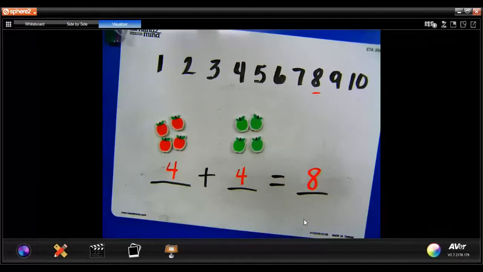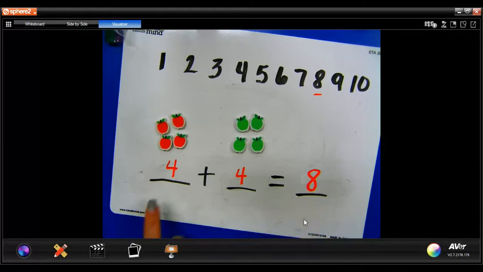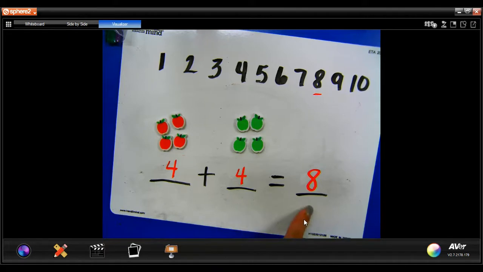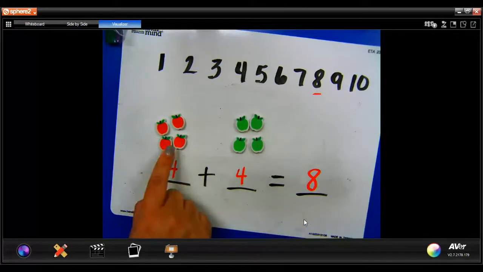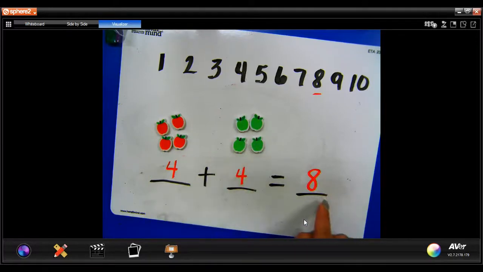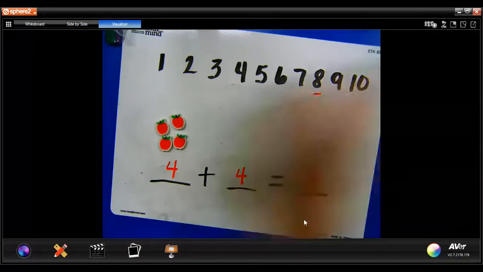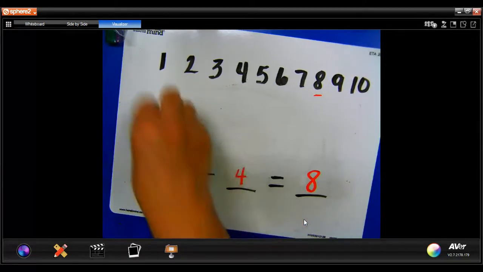All right. So now let's read our addition sentence. Do you remember how to do it? Okay, do it with me. 4 plus 4 equals 8. Let's say it again. 4 plus 4 equals 8. Okay, so if I had 4 red apples and my friend gave me 4 green apples, now I have 8 apples in total. Good job. All right, let's move this apple so we can do another problem.